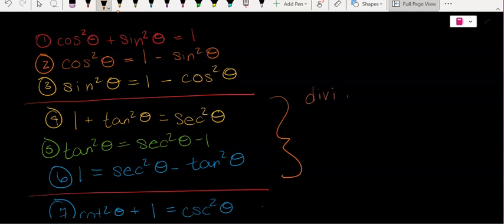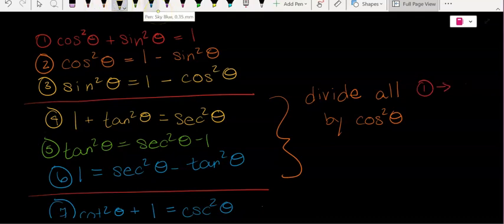So let's see, if I divide all by cosine squared, then that's going to get me my first one. So if I divide cosine squared, sine squared, and 1 by cosine squared, then that's what I'm going to get there. So we'll do that in that order. So we do 1 by that, and that's going to get me equation 4.